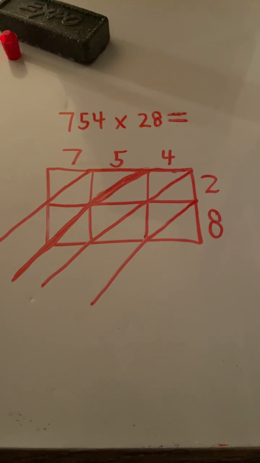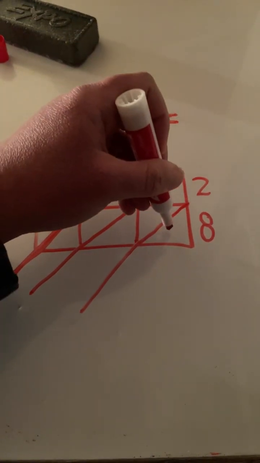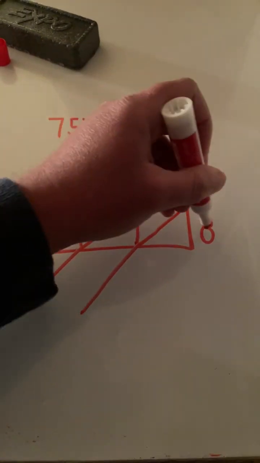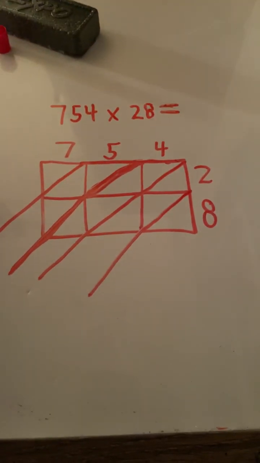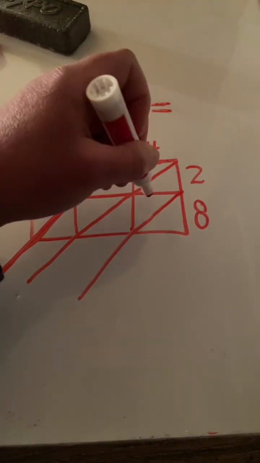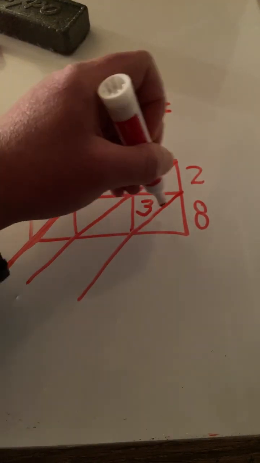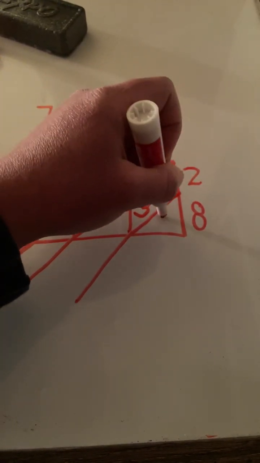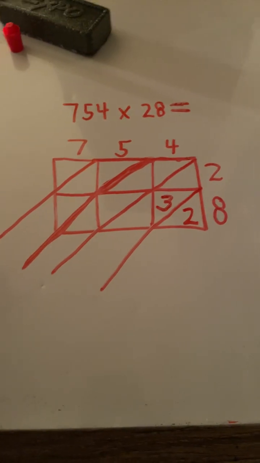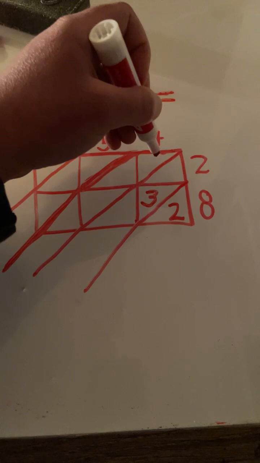So it doesn't really matter which box you start with, but we'll start with the box in the lower right-hand corner. We're going to multiply 4 times 8. 4 times 8 equals 32. So 32 is the answer that goes in this square. Each digit goes in a different triangle. So the 3 goes here, the 2 goes here, 32. 4 times 2 equals 8.